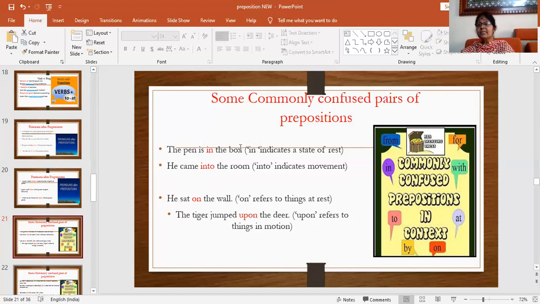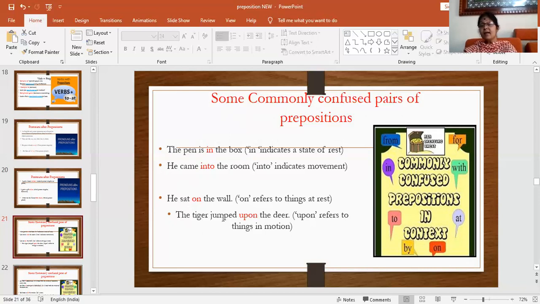Say the pen is in the box. Now here the preposition is in. Now I have used in this sentence because it indicates state of rest. Now he came into the room. He came in the room, we shouldn't say. He came into the room. That means into indicates movement. So remember, in should be used when it indicates state of rest, and into should be used when it indicates movement, right? Next, he sat on the wall. Now here our preposition is on. On refers to things at rest, right?